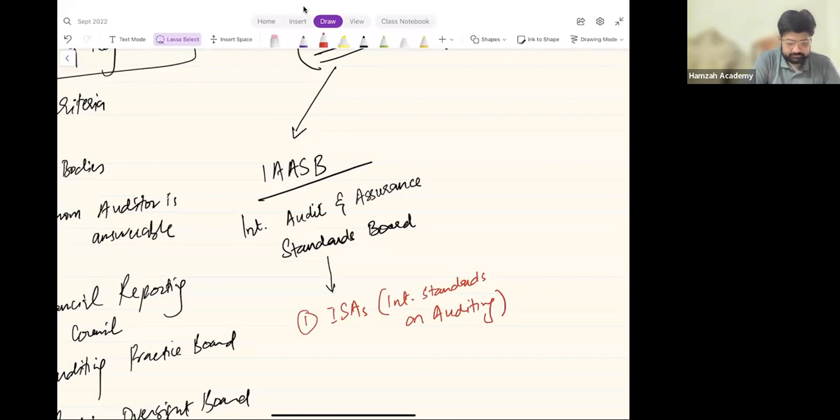Now listen. ISAs, International Standards on Auditing, what are they? ISAs are step-by-step guidelines on how to conduct an audit, from acceptance of the audit till the audit report format and how to prepare the audit report. Everything is guided by ISAs. You know, the auditor is being regulated, but how you have to conduct the audit. Now, next.